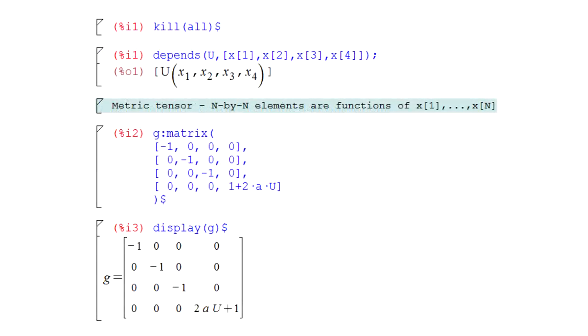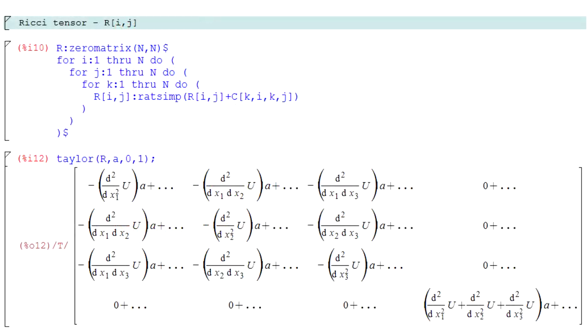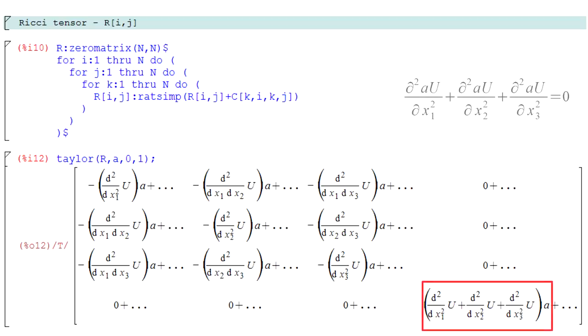Now we simply plug these ideas into our relativity Maxima code. We declare that the function u depends on the four coordinates, and we add 2aU to the g44 component of the flat spacetime metric. Then we run the code and look at the resulting Ricci tensor. Specifically, we neglect terms in a to the second and higher powers using a so-called Taylor series. We see that the R44 component vanishes if aU satisfies Laplace's equation.